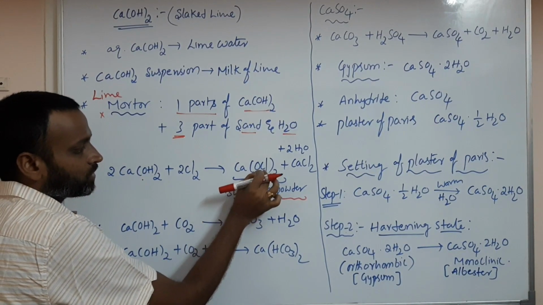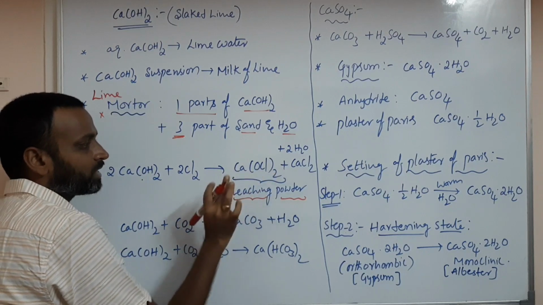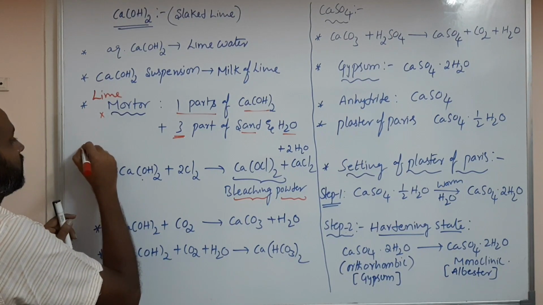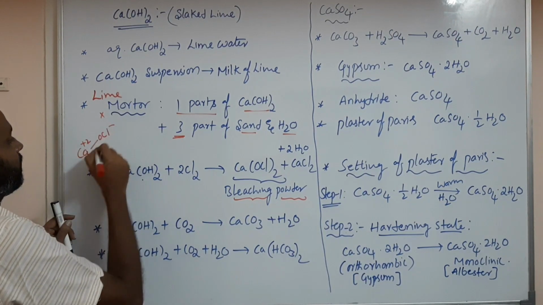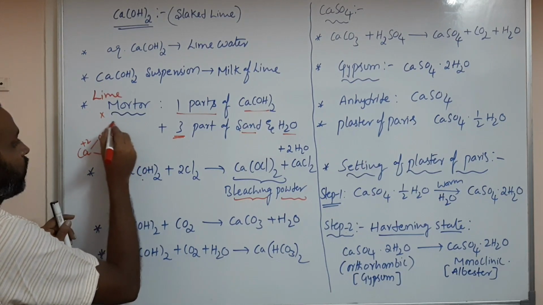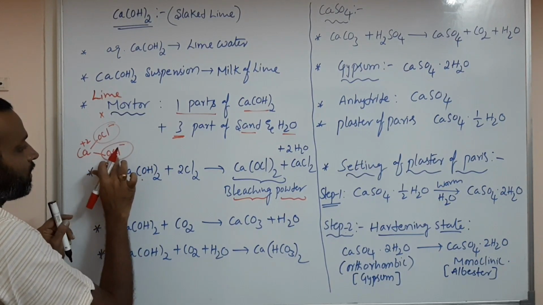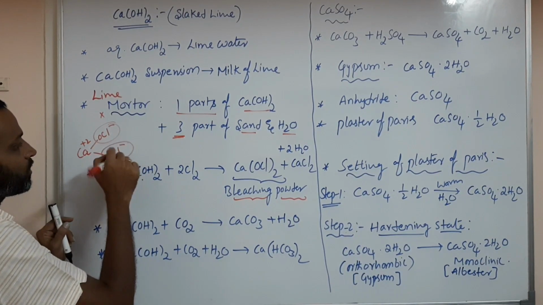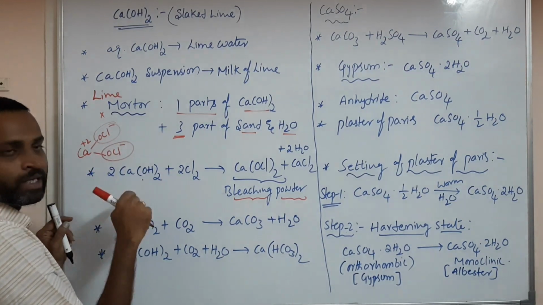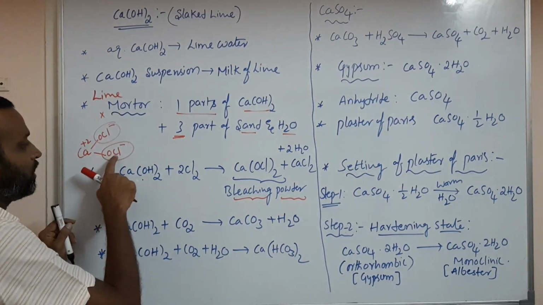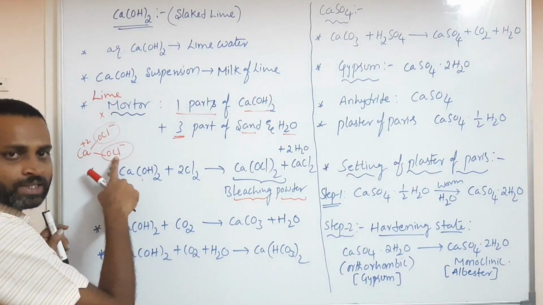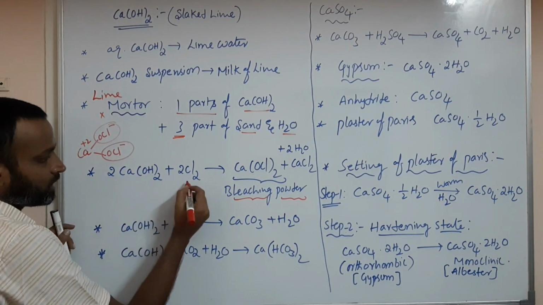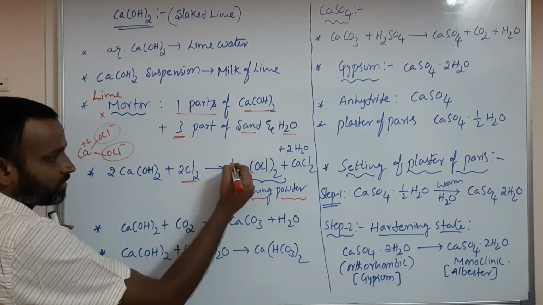Ca(OCl)2. Calcium oxychloride we can call Ca(OCl)2. We can also write this as Ca2+ and OCl-, OCl-. Each OCl has a charge of minus 1, so OCl twice gives minus 2, and calcium is plus 2. Oxygen is minus 2 and chlorine is positive, because oxygen is more electronegative. So this is the bleaching powder. When calcium hydroxide reacts with chlorine, you get bleaching powder.